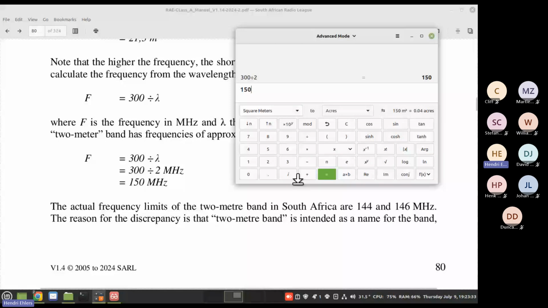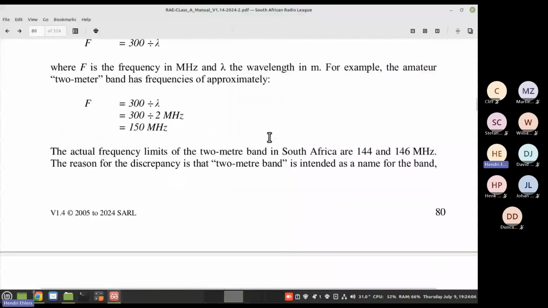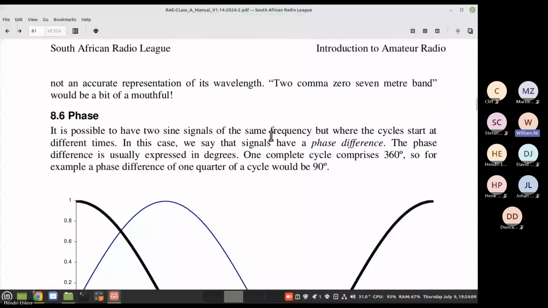So let's say 145, 300 divided by 145. We're not going to describe it as the 2.0689 meter band, because, I apologize, that's my phone telling me that somebody sent me a message. Right, carrying on swiftly.